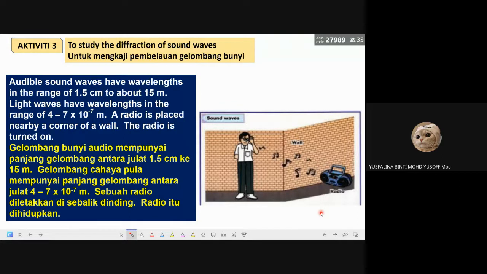Light waves have a wavelength in the range of 4 to 7 times 10 to the power of negative 7 meter. So a radio is placed nearby a corner of a wall. The radio is turned on, right? They compare the wavelength of the sound wave and the light wave. So you can see the wavelength of the sound wave is higher than the wavelength of the light wave.